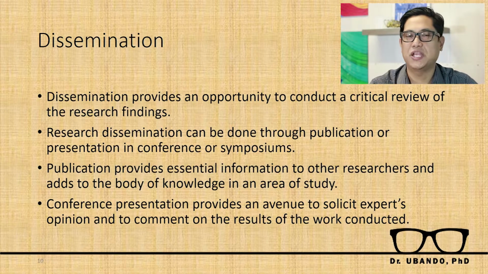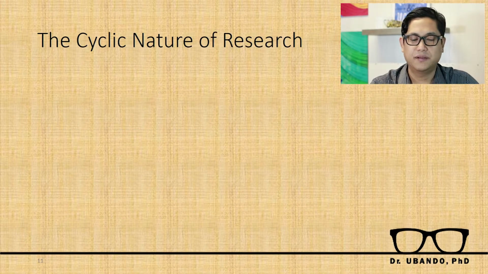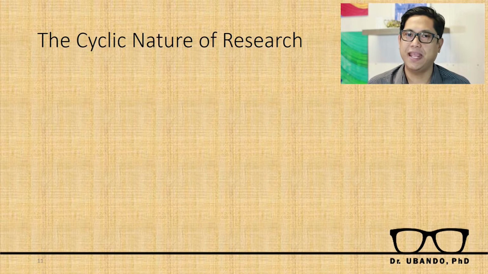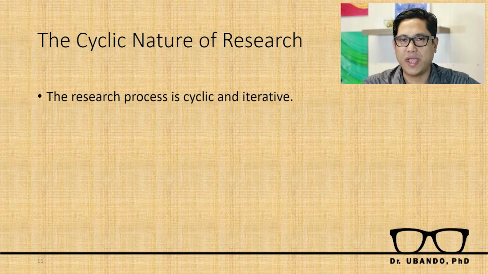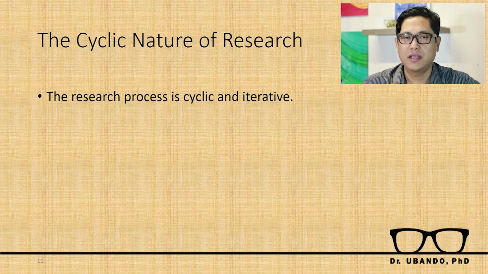Let's discuss the cyclic nature of research. The research process is cyclic and iterative. So as mentioned, once we have disseminated our research, especially if we present this to experts, experts can identify perhaps room for improvement in our research. And that room for improvement can be another idea or another topic for another researcher looking for a problem statement. So this is cyclic and iterative.